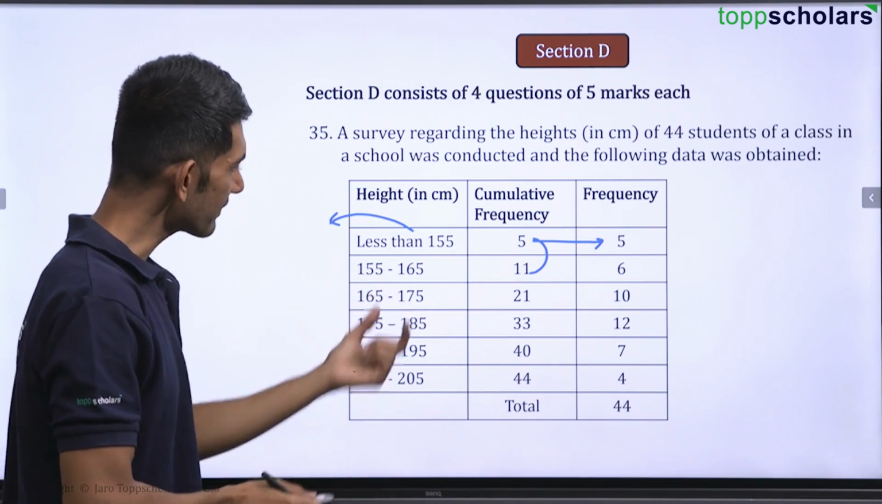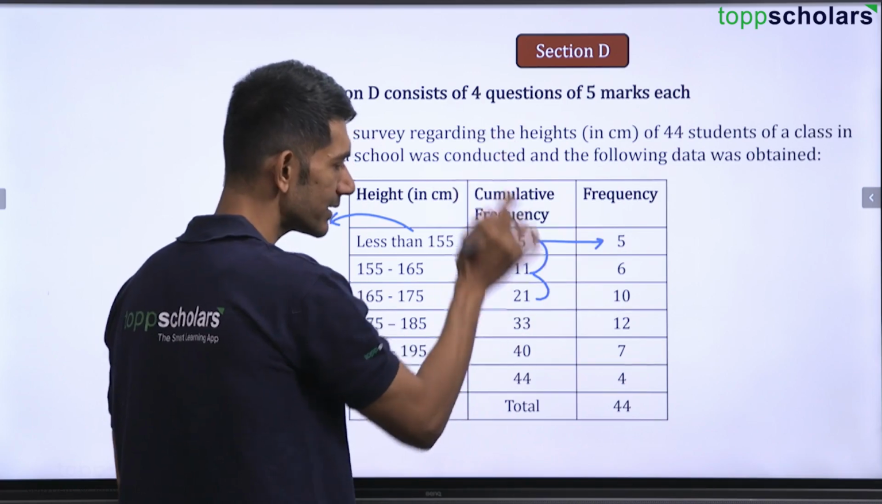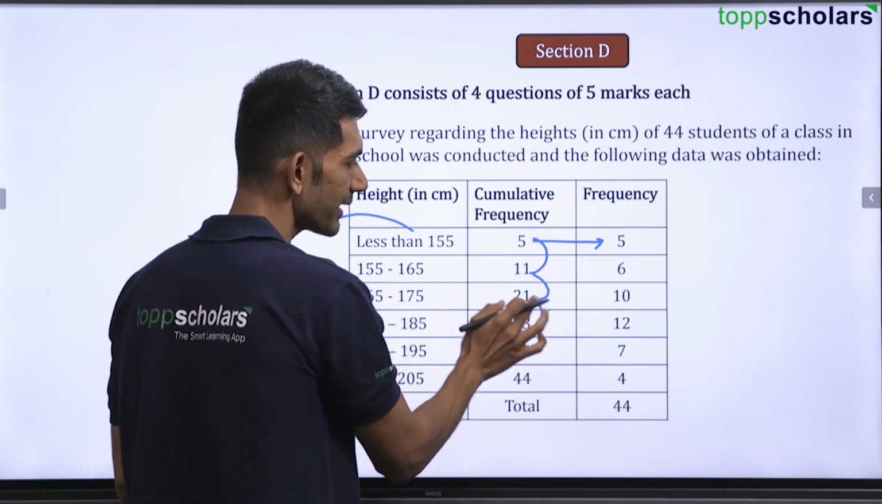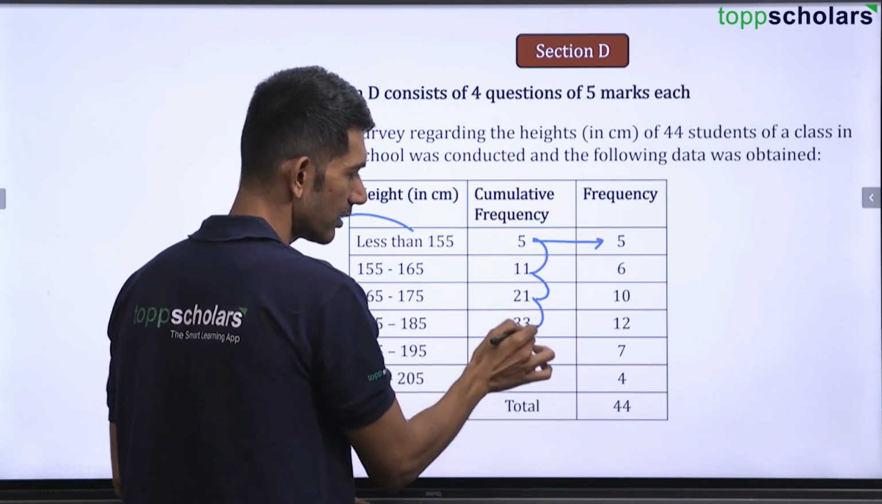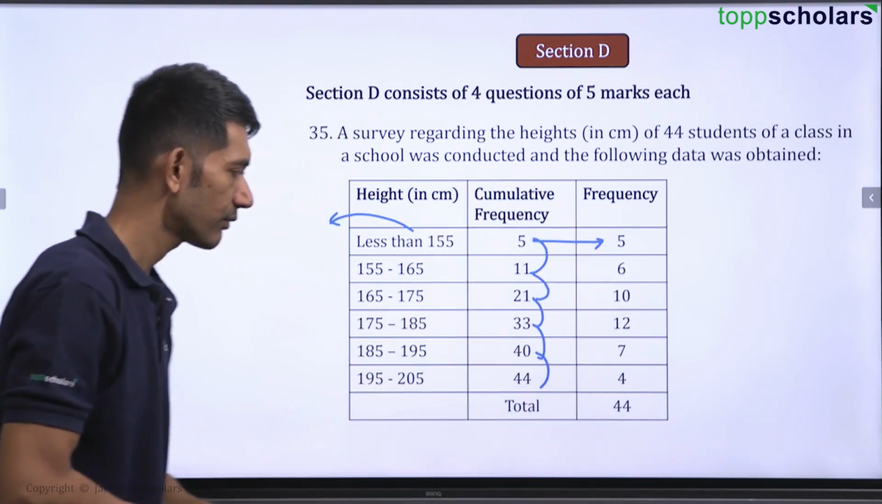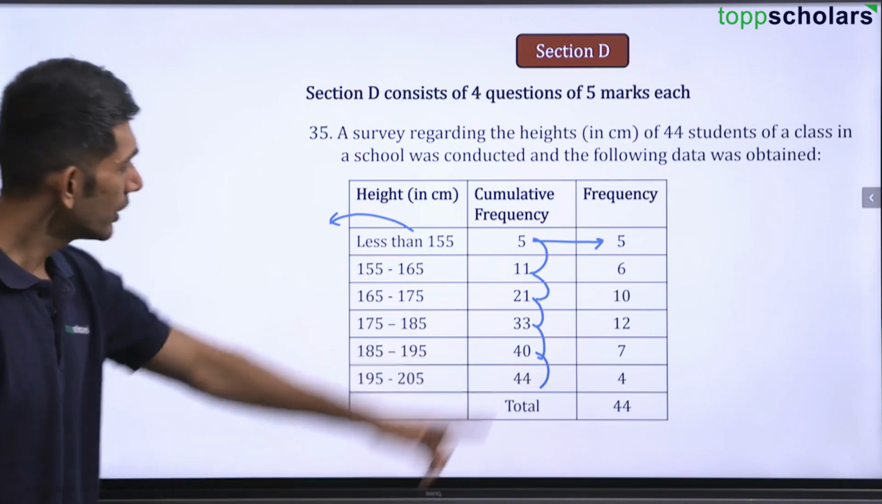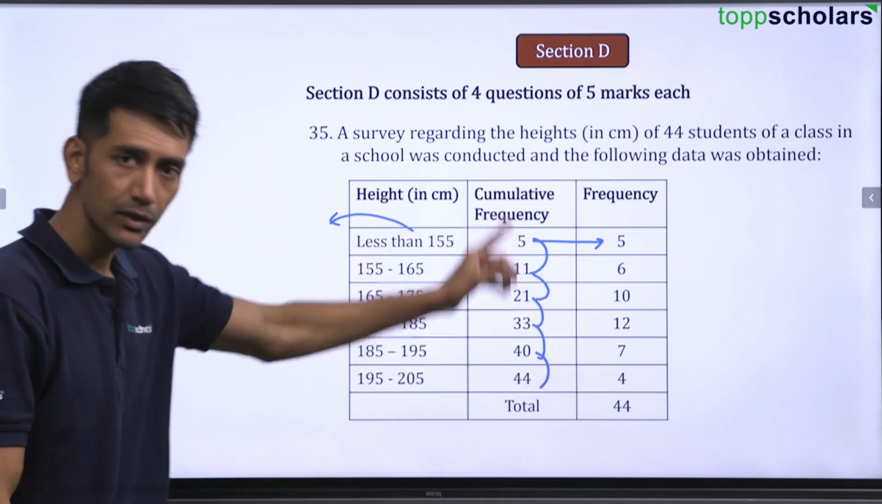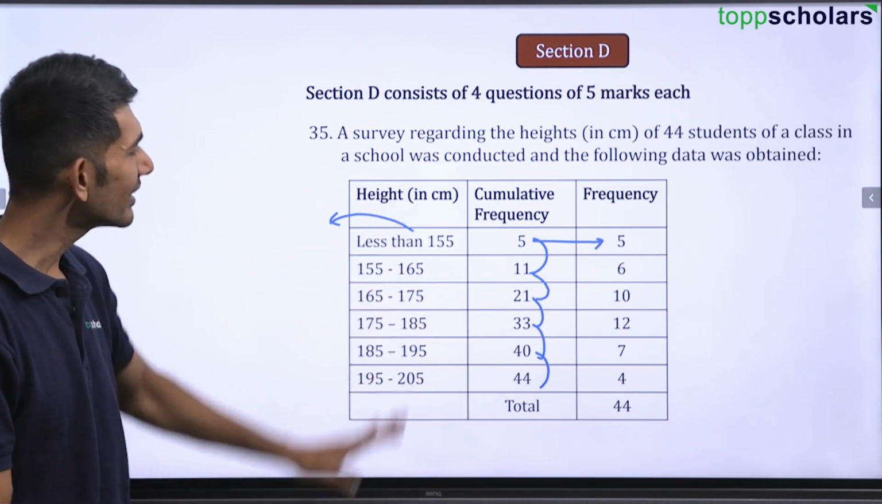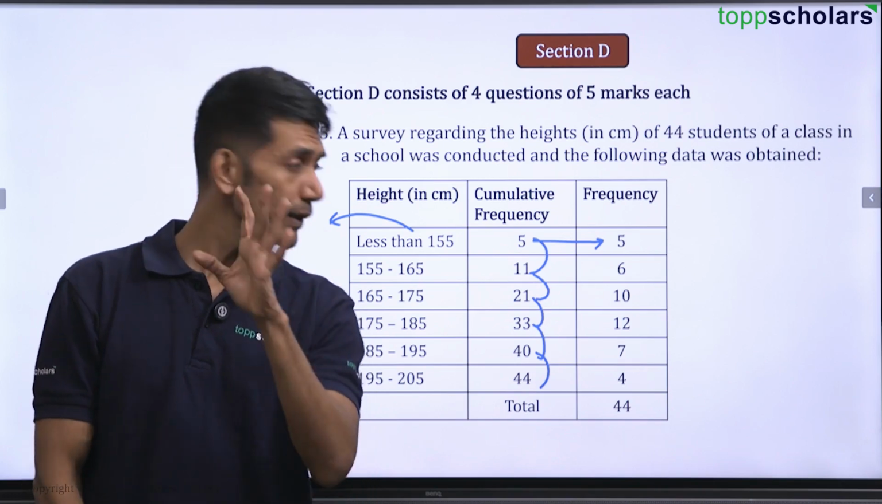Then between 165 to 175, you need to eliminate this 11 from this 21. 21 minus 11 is 10. 33 minus 21 is 12. 40 minus 33 is 7. And 44 minus 40 is 4. This gives you the frequency. You have the frequency. You have the cumulative frequency. You have the class intervals. Now you have everything. Now you will do n by 2.